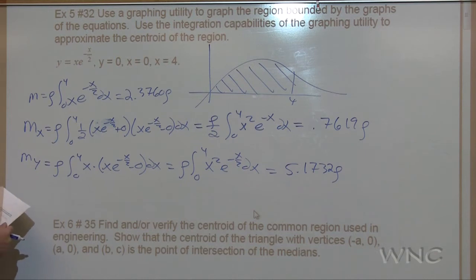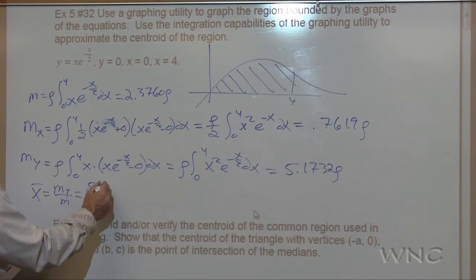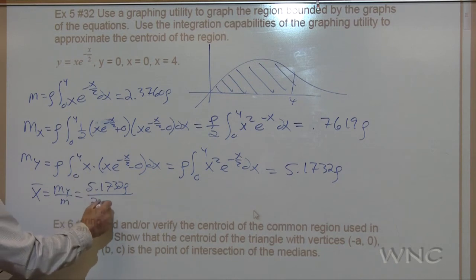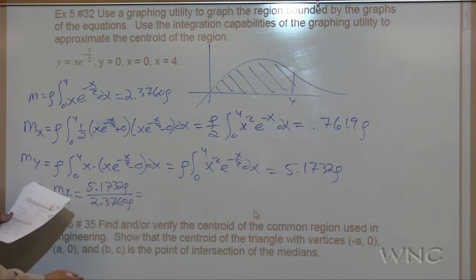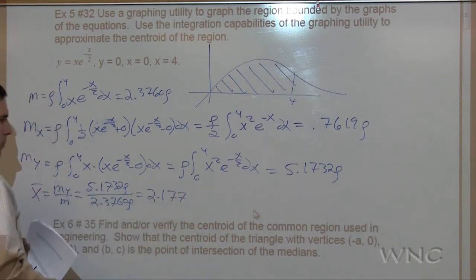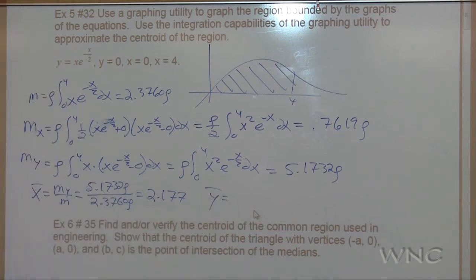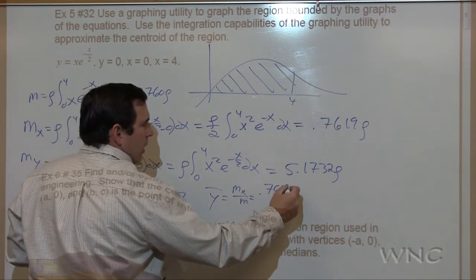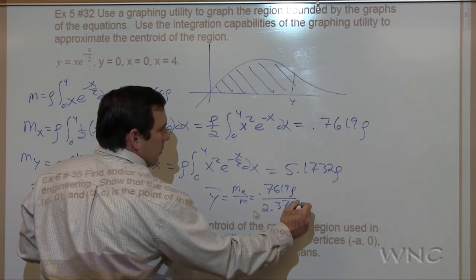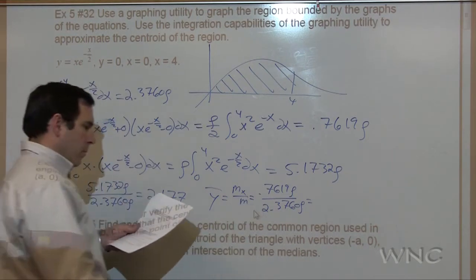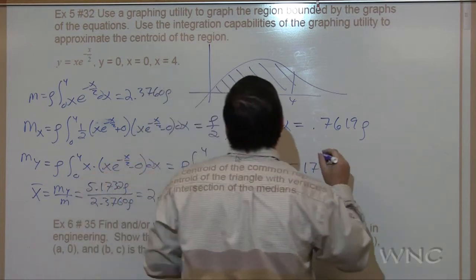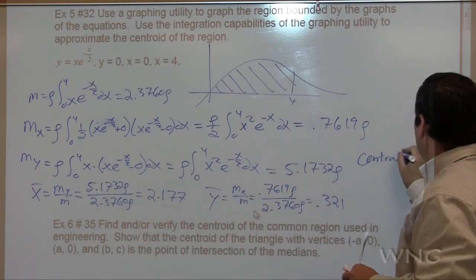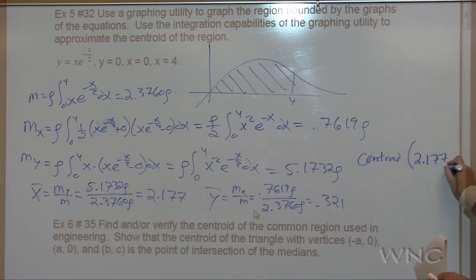So we want to find our x bar is going to be my over m. That's 5.1732 rho over 2.3760 rho. And we get 2.177. And y bar is going to be mx over m. That's 0.7619 rho over 2.3760 rho. And from that we get 0.321. So our centroid is at 2.177, comma 0.321.